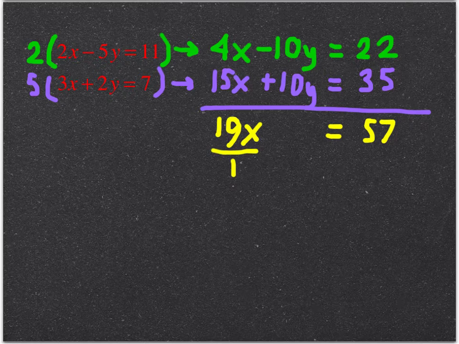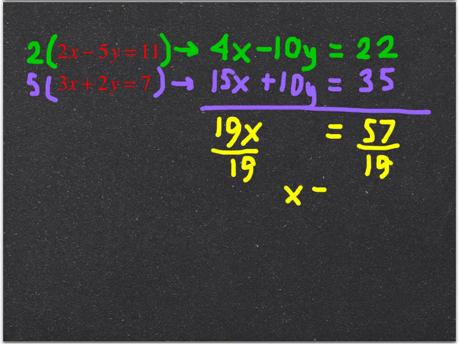And then if I divide both sides by 19, 57 divided by 19, sure enough, is 3. So that's kind of a nice number. And then I think I'm going to put 3 back in place of x in one of my earlier equations. It doesn't really matter which one.